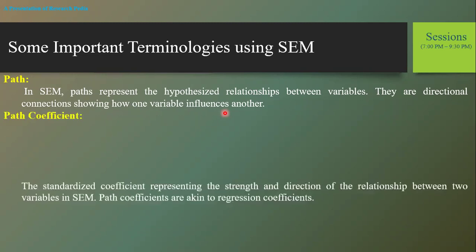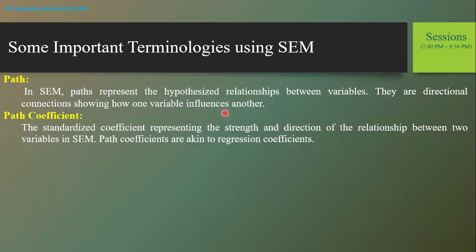So there is a path coefficient always involved here. The coefficient, or the beta coefficient, representing the strength and direction of the relationship between two variables in SEM is called the path coefficient. The path coefficients are akin to regression coefficients. So it is similar to the regression coefficient or regression beta that we calculate in regression analysis.